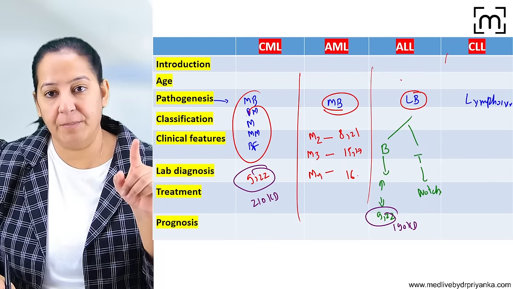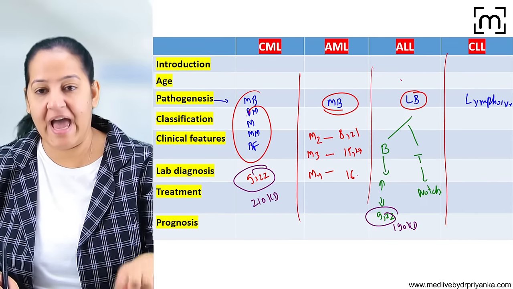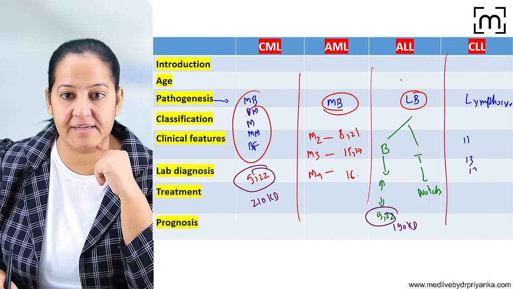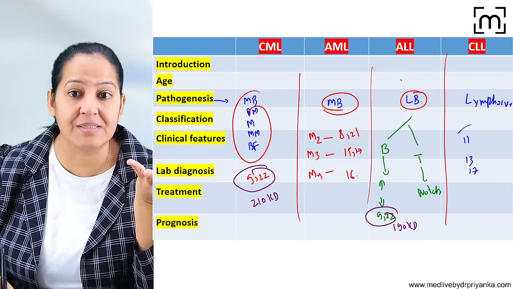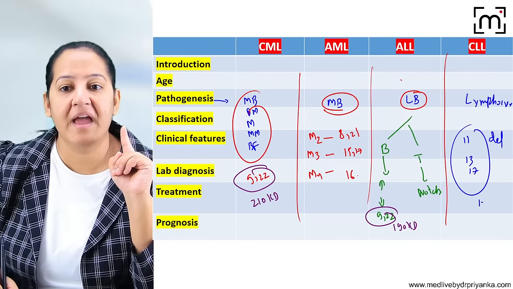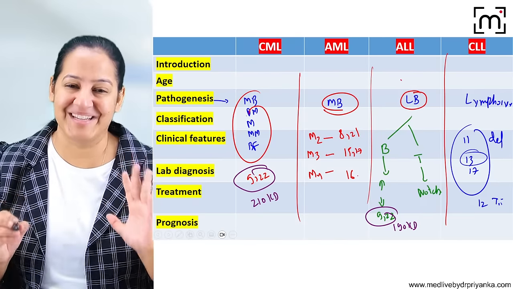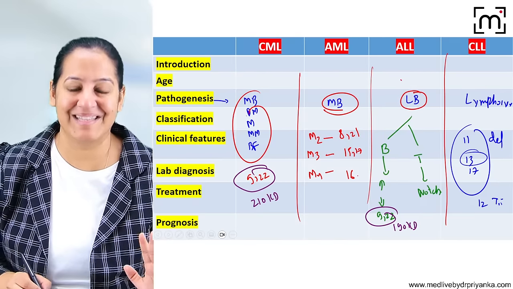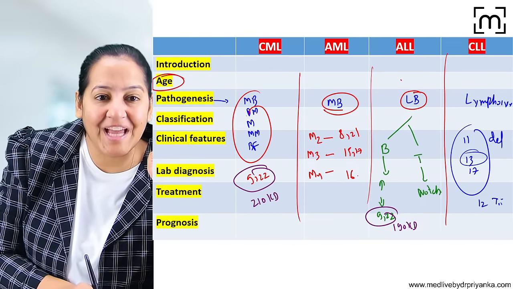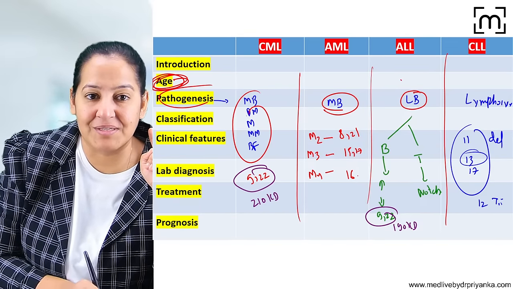Coming finally to the mutations in CLL, we have 11, 13, and 17 deletions or monosomy, and 12 trisomy. The most important among them is 13. So this is the pathogenesis you have to learn. Say yes, people, say yes. So I have taught you the age of all, and I have taught you the pathogenesis.